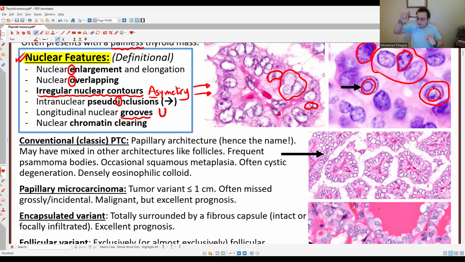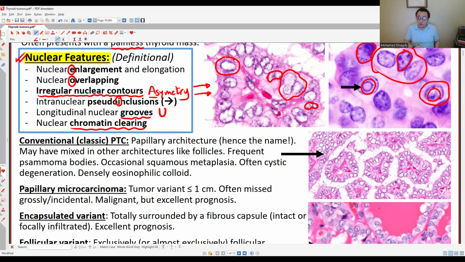Here's the groove in the nucleus, which makes it look like a coffee bean. So, coffee bean nuclei or grooved nuclei. You should not expect all the nuclear features, but you usually have at least four of them. So E, A, I, O, U. Aside from that, there is chromatin clearing, where the chromatin might look so clear that the nucleus looks as if it's empty from inside.